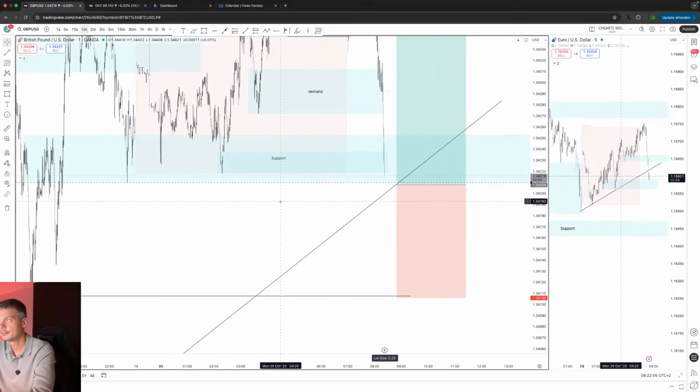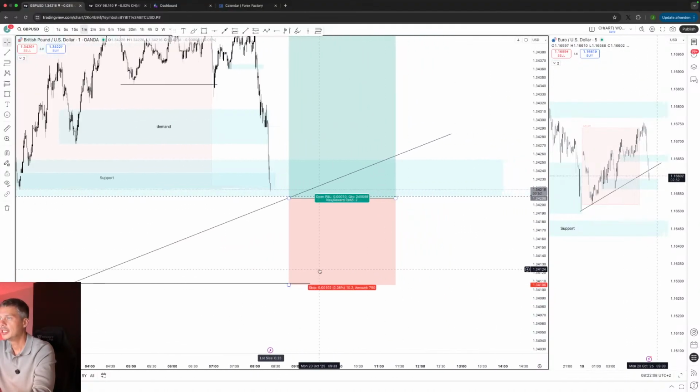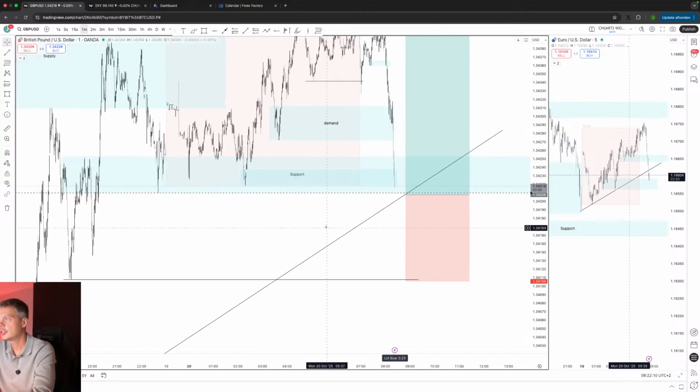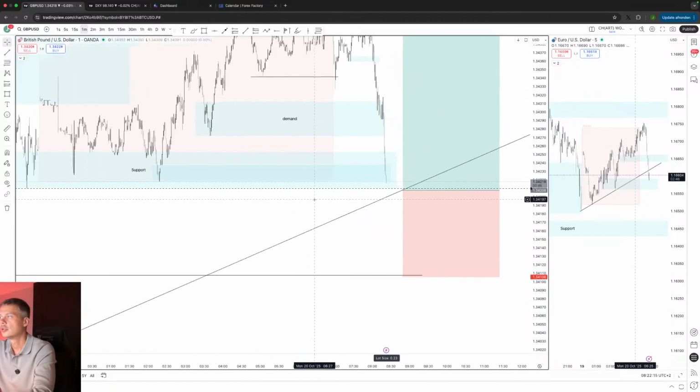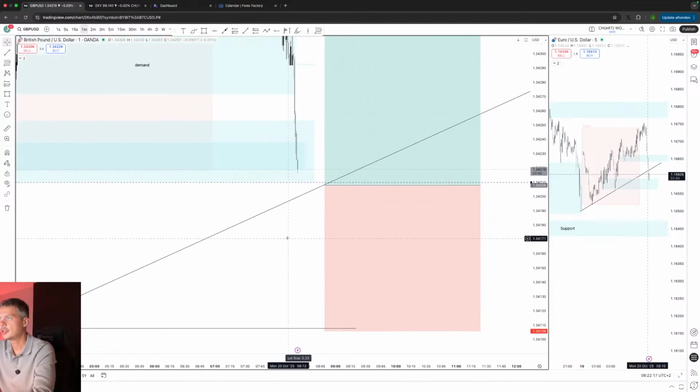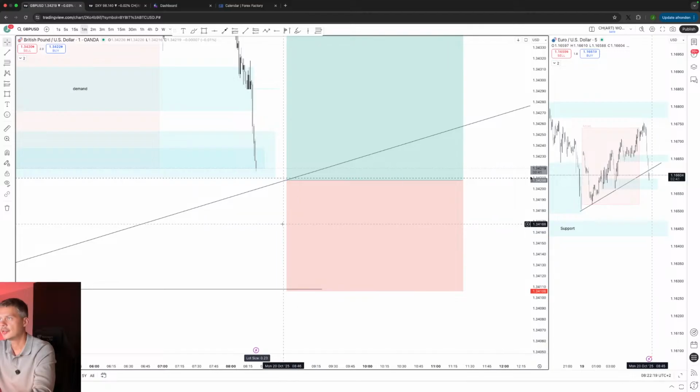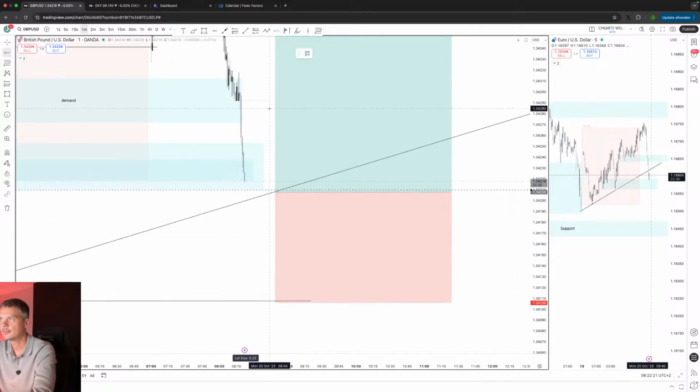Okay, it's coming, but we need 1 minute entry confirmations. That's very, very important. Without entry confirmations, I'm not going to take any trade whatsoever.